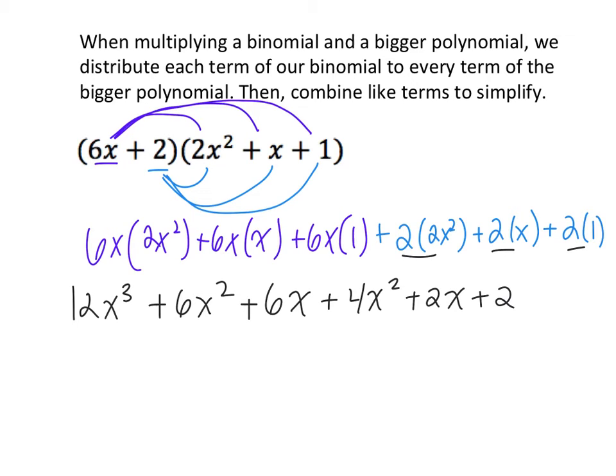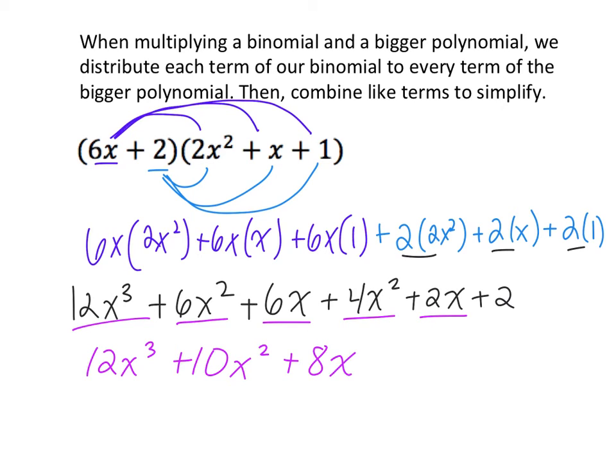So, okay, I have only one that has x cubed, so I'm going to write that down. 12x cubed. And then I have two different x squared, so I'll combine those. 6 plus 4 is going to give me 10. Then I have 2 x's, so I have 6x and 2x. 6 plus 2 becomes 8. And then I have just the 2 at the end, so plus 2.